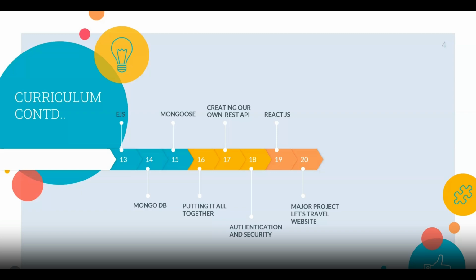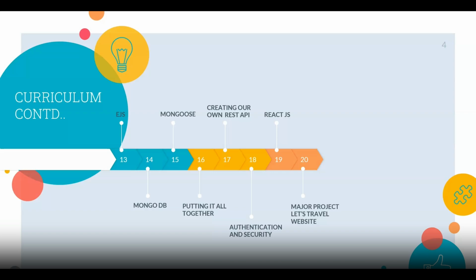Next one is putting it all together. So inside this section, we are going to create a to-do list project where we will apply all the backend skills that we will learn in this backend section. After that, we have creating our own REST API. Inside this section, we will create our own REST API with the help of HTTP principles.